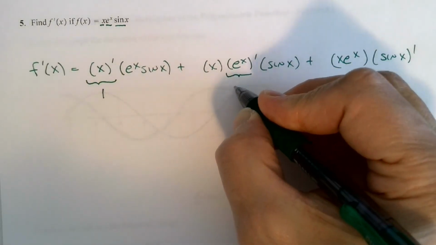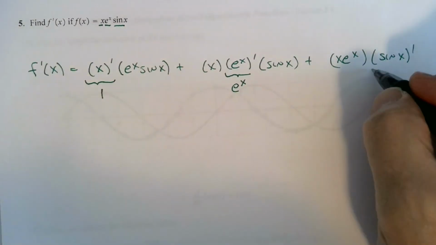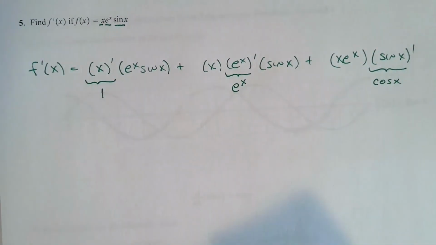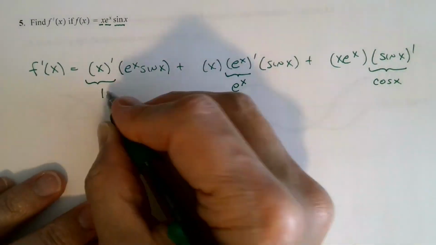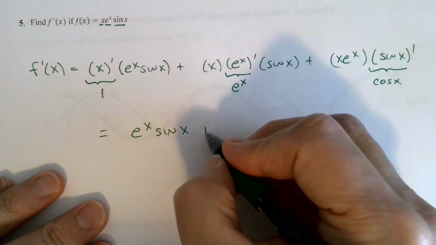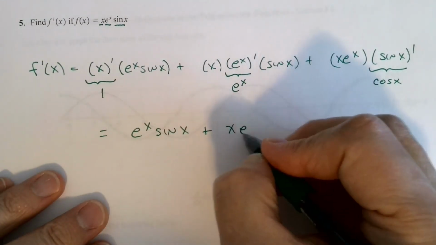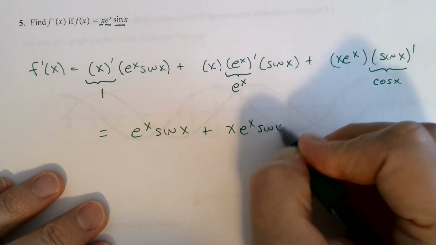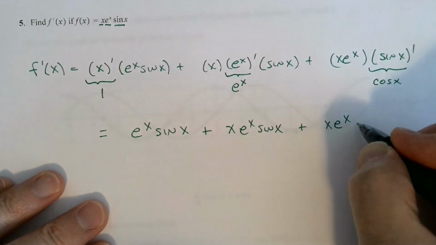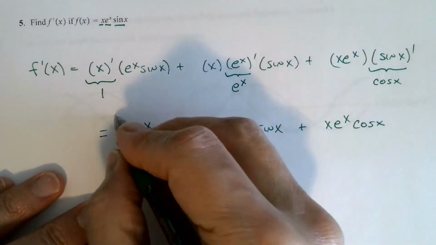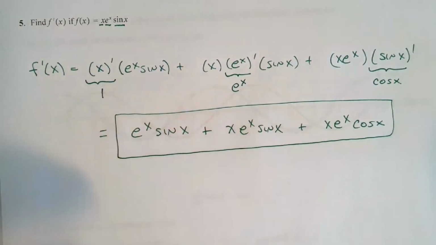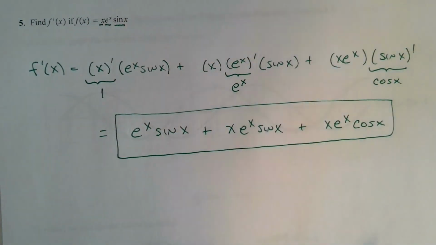The derivative of e to the x, what's that? Easy rule, e to the x. And our new rule, derivative of sine of x, is what? Cosine of x. And so our final result is 1 times that plus, well, this is just x times e to the x sine of x, and then this is what? X e to the x cosine x. And there's my answer. Again, you might see a common factor of e to the x you could factor out of this, but that's okay. I'm going to leave it just like that.